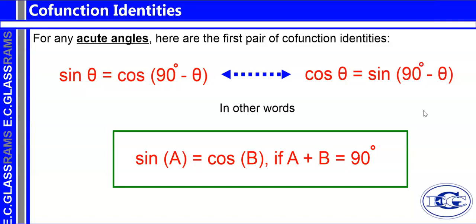Now, not to confuse this with reciprocal identities. For example, sine is equal to 1 over cosecant. That's where you flip the ratio itself. Here we're primarily focused on angles.